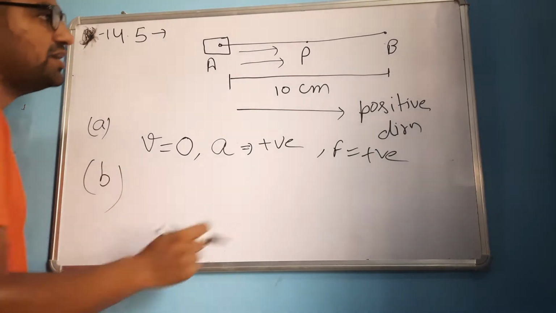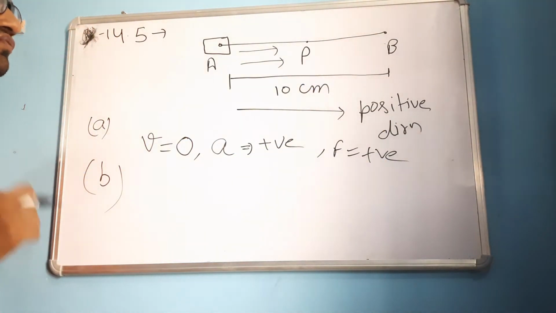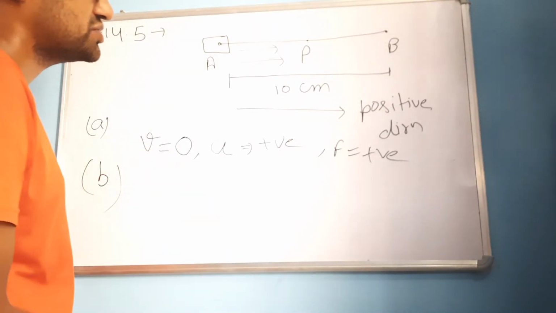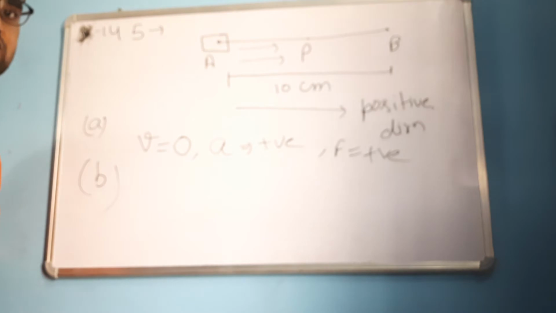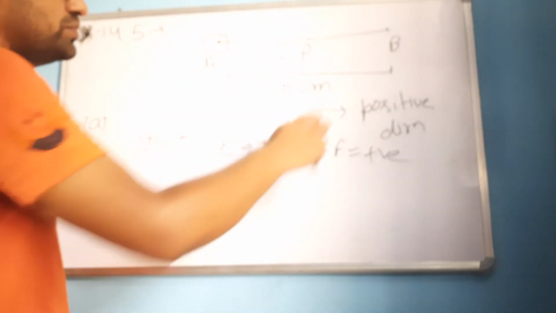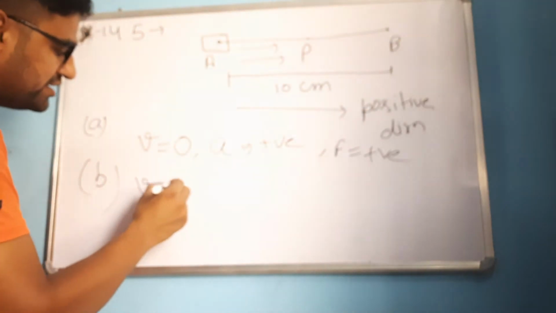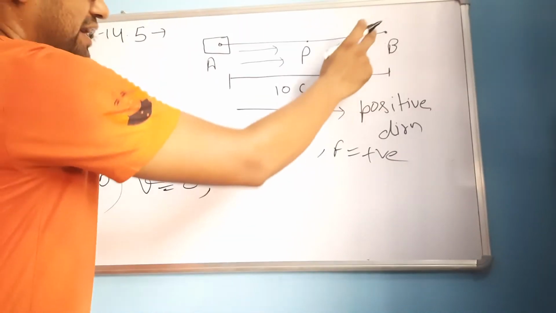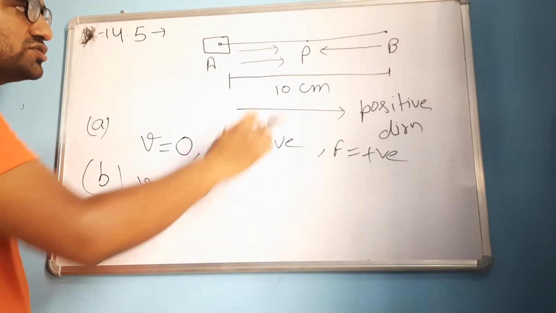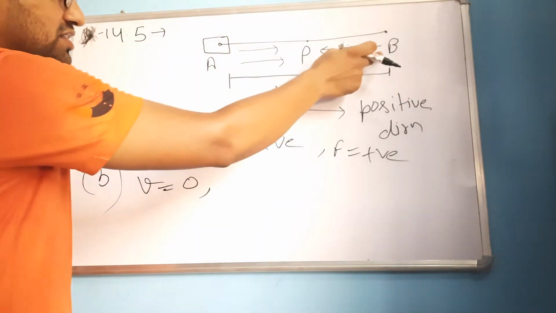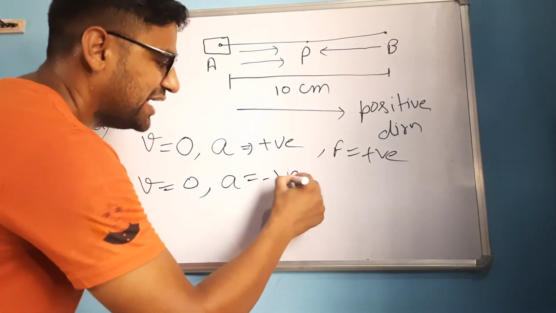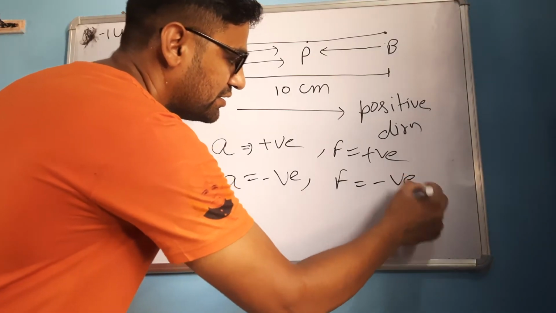Next part is at the end B. Our particle is at the end B, and we have to determine the signs of velocity, acceleration and force here. This is the extreme position. To change direction, the velocity should be 0, so our velocity here is 0. The acceleration is towards the mean position, but the direction from B to A is the negative direction, so our acceleration will be negative, and our force will also be negative.